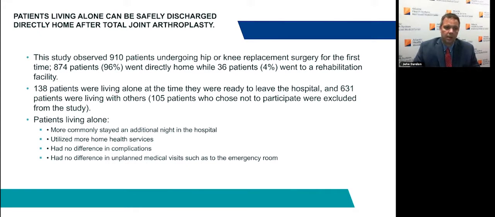But we've seen that patients who live alone, and this study highlights that, are a little bit more common to stay overnight in the hospital rather than going truly outpatient. They're going to utilize more home health services, and we're okay with that. If we need to send a therapist to the house for a few weeks, whatever we need to do to get them home safely, we'll do it. But the big thing with this study, there's no difference in complications, and there's no difference in unplanned medical visits or emergency room visits or readmissions associated with these patients. So you can safely discharge people home, even if they live alone. We just have to set up and make sure that they're safe when they do it.